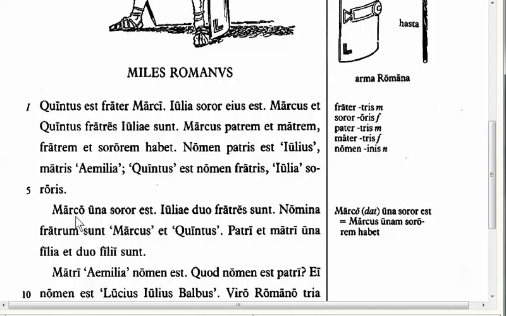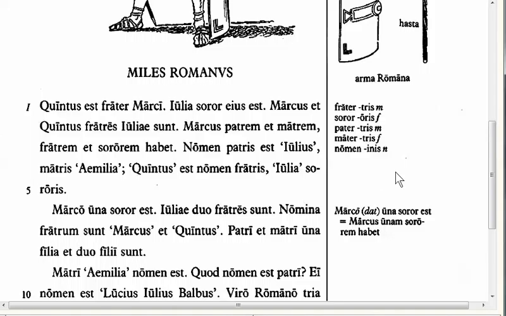We would obviously translate that as Marcus has one sister, as you see in the margin, but you should understand this structure is a common structure where you have a dative showing ownership rather than a genitive. You see the same thing here in the next sentence, Iuliae duo fratres sunt. There are two brothers to Julia, or in other words, Julia has two brothers.